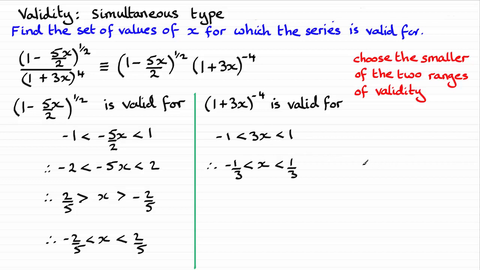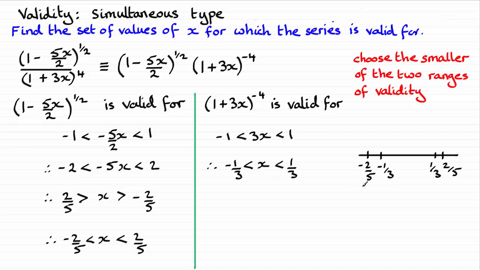So what I can do now is represent these ranges on a number line. We've got minus 2/5 to 2/5 as one particular set of values, so I'll just put minus 2/5 to 2/5 here. And for this range, minus 1/3 to 1/3, where does that fall in comparison to this interval, minus 2/5 to 2/5? Well, minus 1/3 occurs here roughly. It's greater than minus 2/5, so I'll put that one as minus 1/3, and 1/3 is smaller than 2/5.